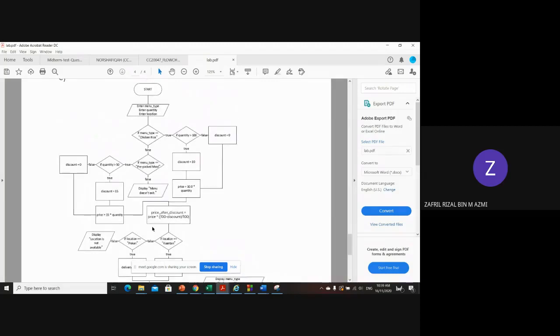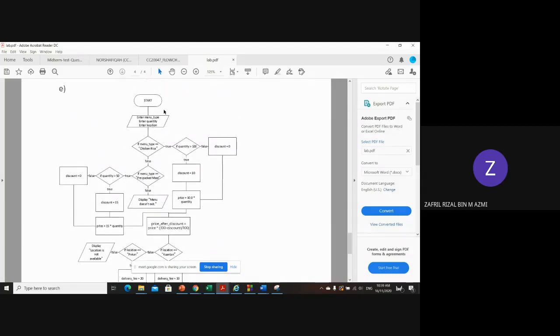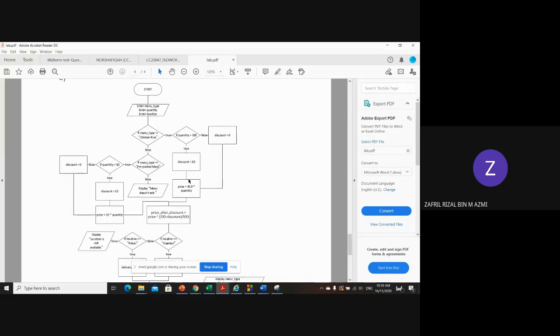Okay, but let's look at this one. If the quantity is 200, chicken rice, quantity 200, true, discount equal to 10 ringgit. Correct? Price equal to 10 ringgit multiply by quantity, correct? Is it correct, class, the flow? Until this one, it's still right? What's the mistake over here?